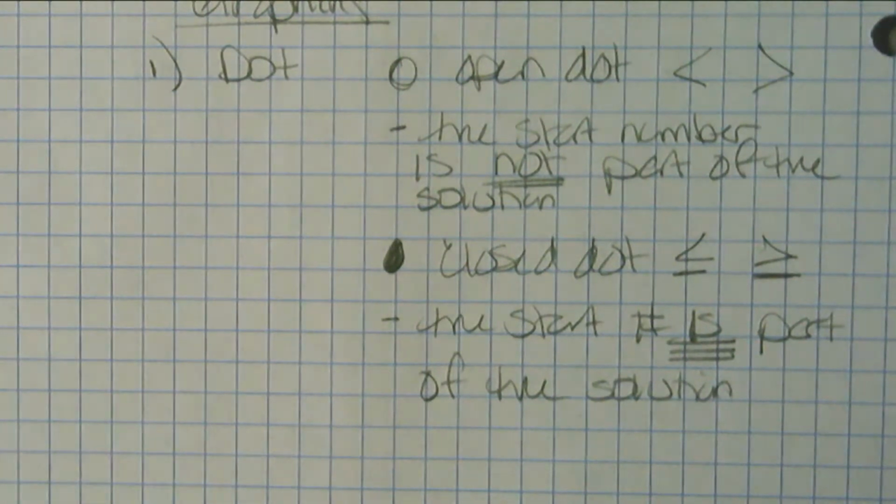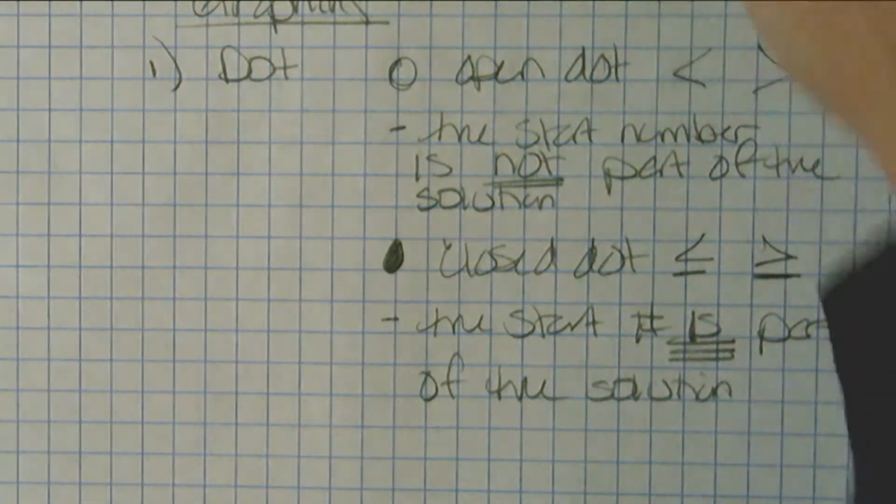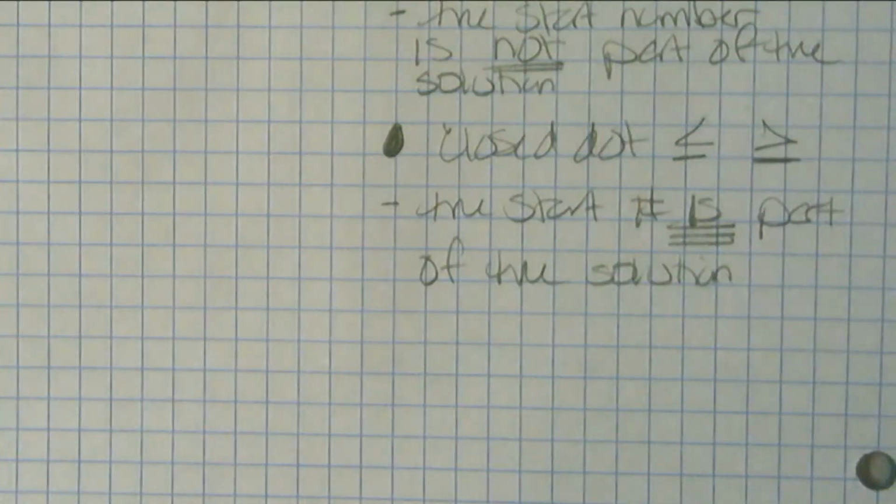So an open dot is less than or greater than, which means the start number is not part of the solution. A closed dot is when we have less than or equal to or greater than or equal to, and it is part of the solution. How many of you guys kind of remember this from last year?